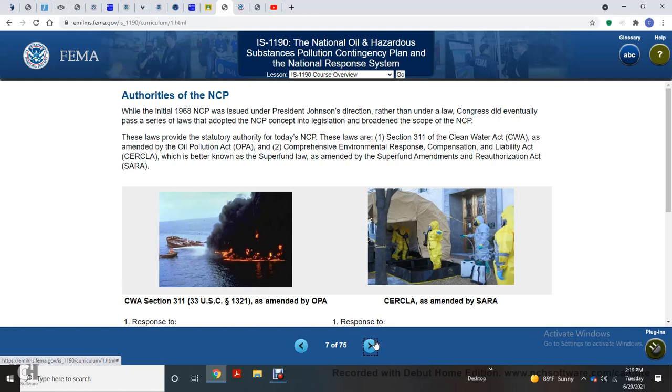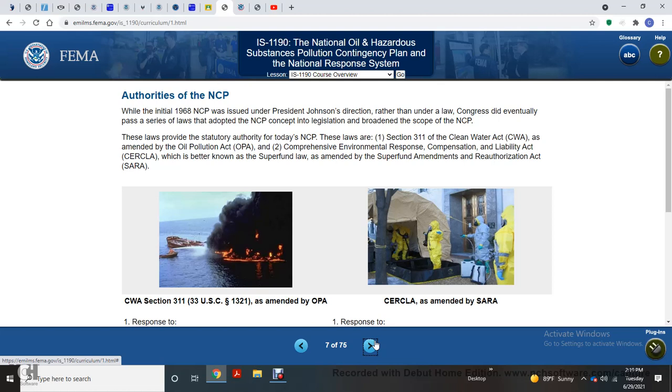Authorities of the National Contingency Plan. While the initial 1968 plan was issued with President Johnson's direction rather than by law, Congress did eventually pass a series of laws adapted to the National Contingency Plan concept. The legislation broadened the scope of the National Contingency Plan. The laws provided statutory authority for today's National Contingency Plan.